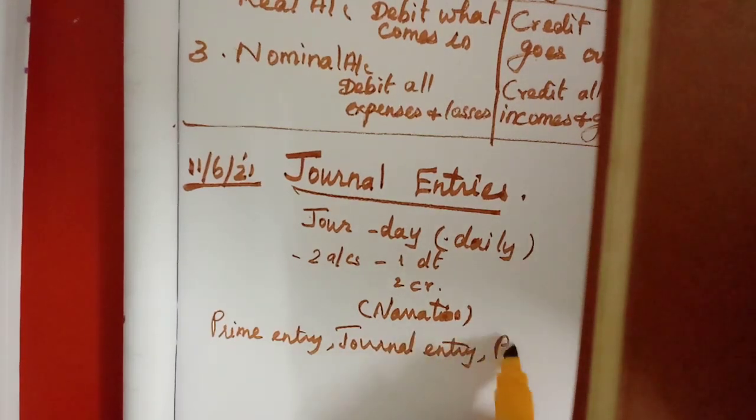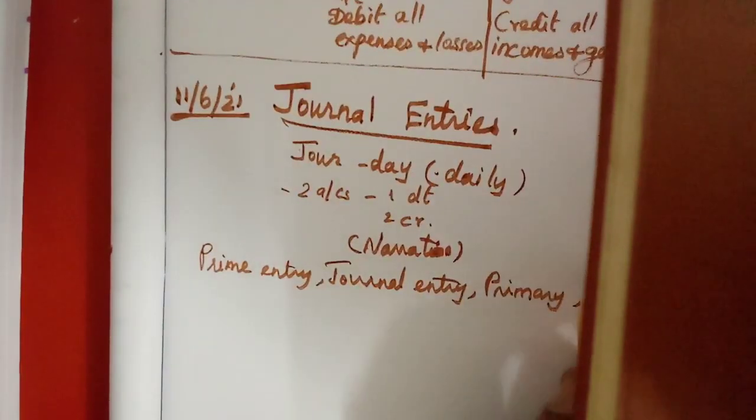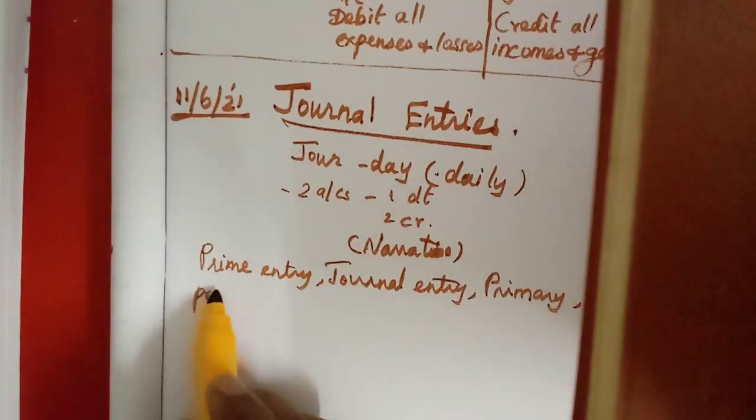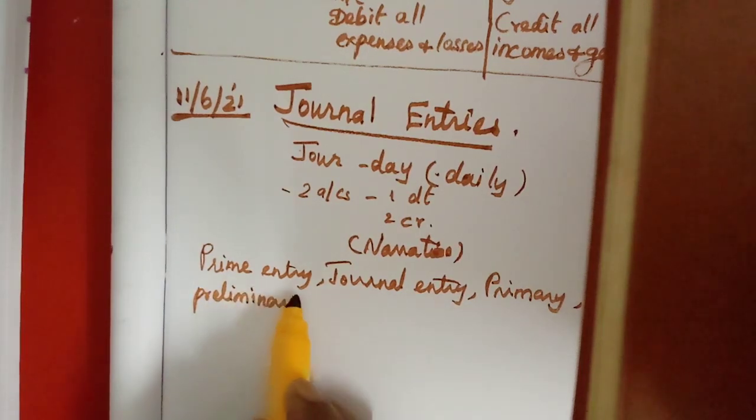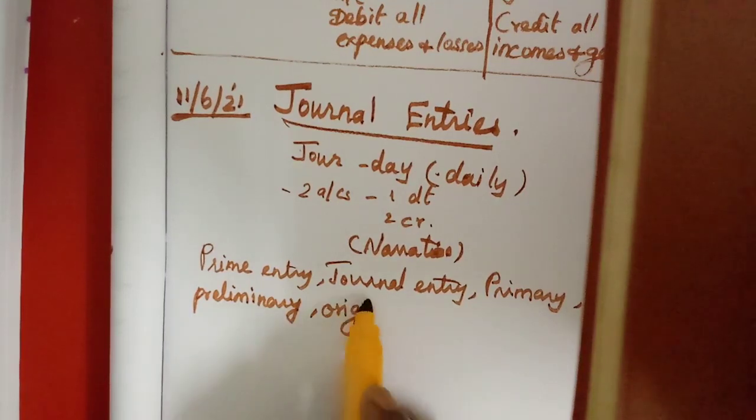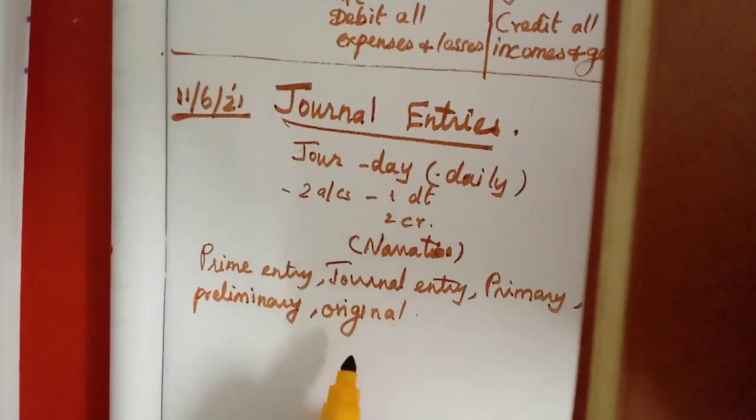Primary entry, because first we are entering. Then first entry, we can also say. Then preliminary entry, beginning. Then original entry, first we are writing. So it has many names.